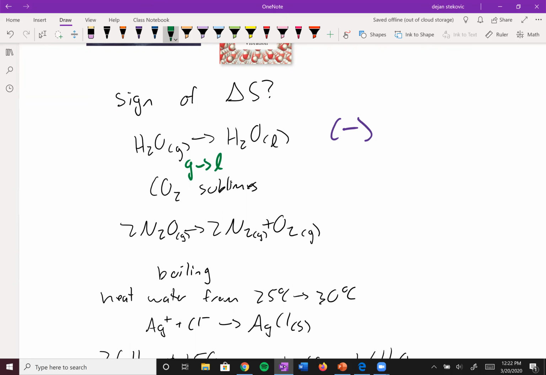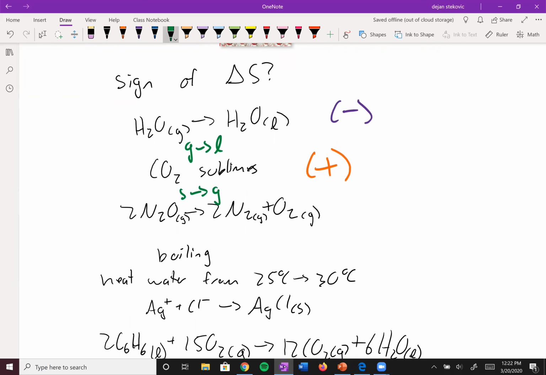When CO2 is subliming, what you're talking about is going from a solid to a gas. Again, we just learned gas has more entropy, so we're going to increase the amount of entropy. In this next one, we've got gas turning into gas. You might think, okay, that's about the same, but think about how much gas you have here. Here you have 2 gas molecules turning into 3 gas molecules. The more gas molecules you have, the more ways you can organize an energy equivalent system, more microstates, more entropy. So this ends up being positive.